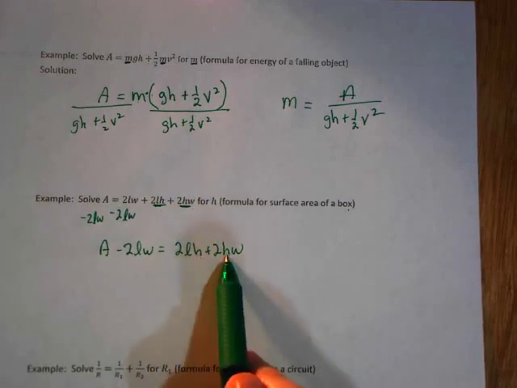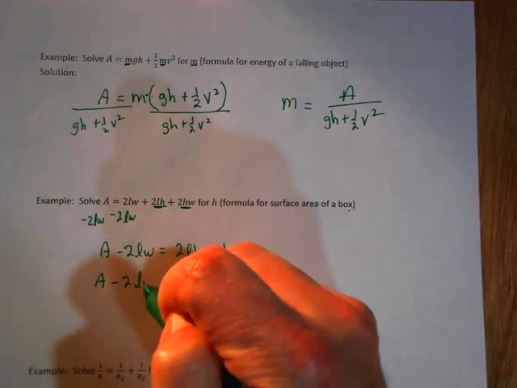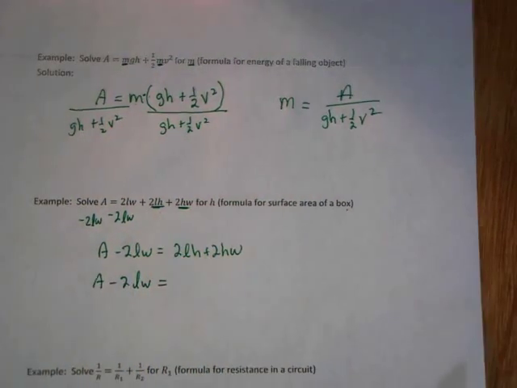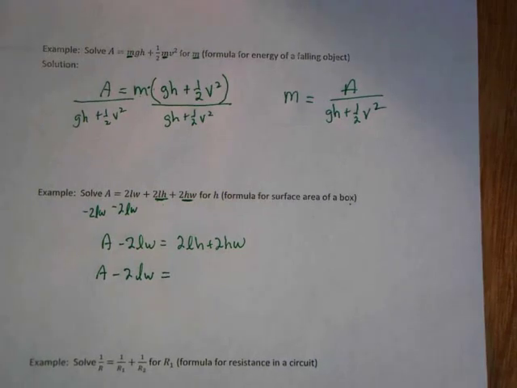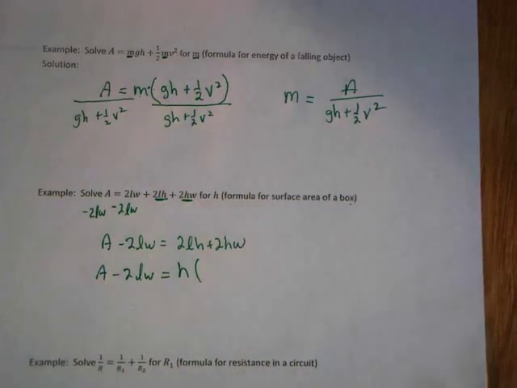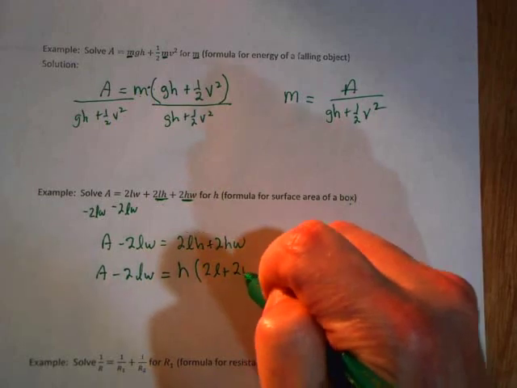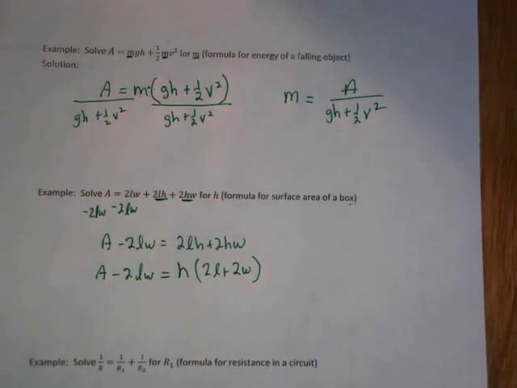Two things with H. Now I'm going to factor. A minus 2LW equals, now my GCF is really 2H, but I don't care about the 2 in this case. I'm trying to solve for H. So we're going to factor, but we're not going to factor out the greatest common factor. We're just going to take out a common factor. I'm only going to take out the H. It really wouldn't be wrong to take out the 2L, take out the 2 also, I mean. It's just really not needed.